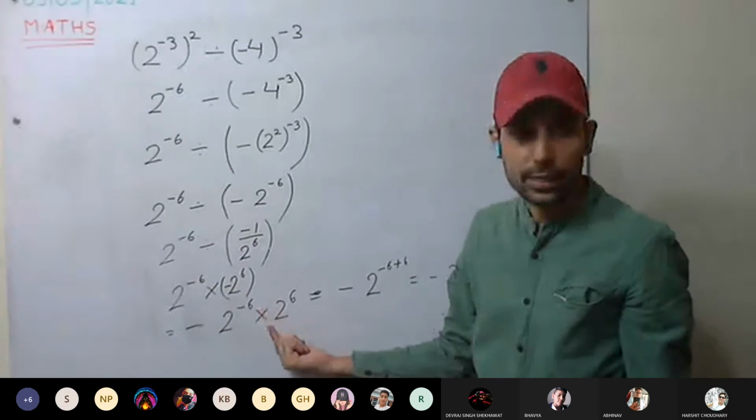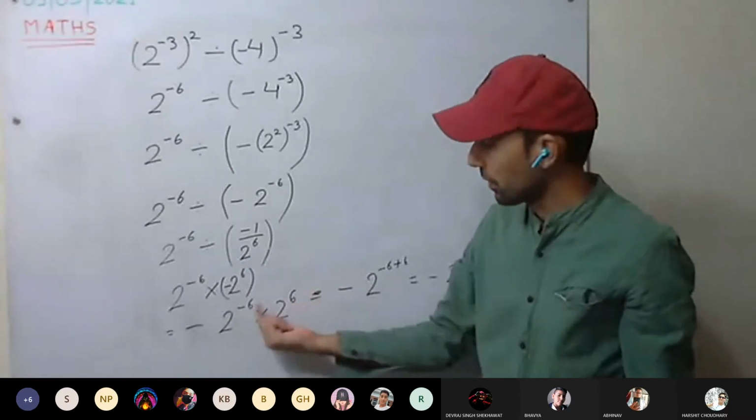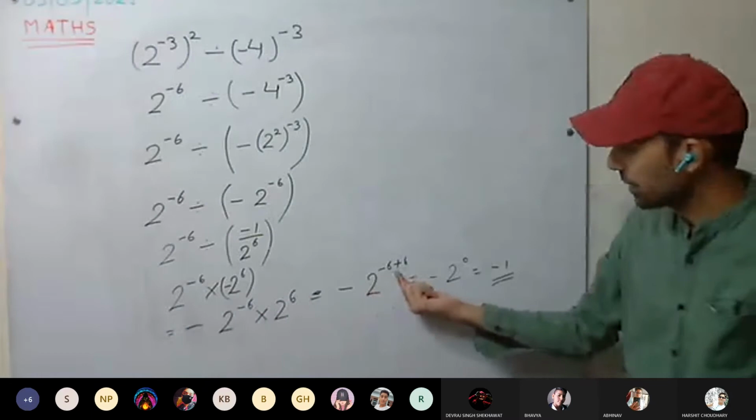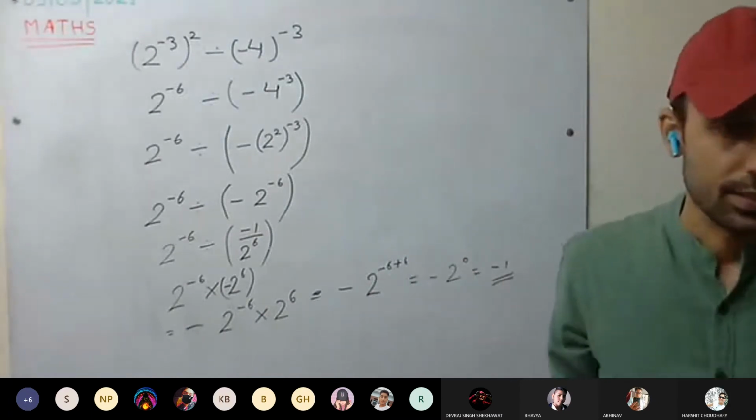a raised to power m into a raised to power n, we add the powers. We add minus 6 plus 6, which is 0. Minus 1. Is this clear?